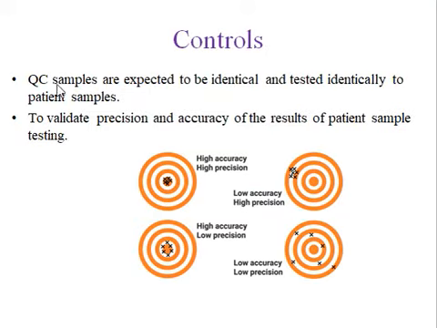Quality control samples are expected to be identical, with the same matrix as patient samples, and should be tested identically, in the same way patient samples are tested. They should be treated not as a special case. And these samples are used to validate the precision and accuracy of the results of patient sample testing, and can also be used to evaluate how good the results obtained are.